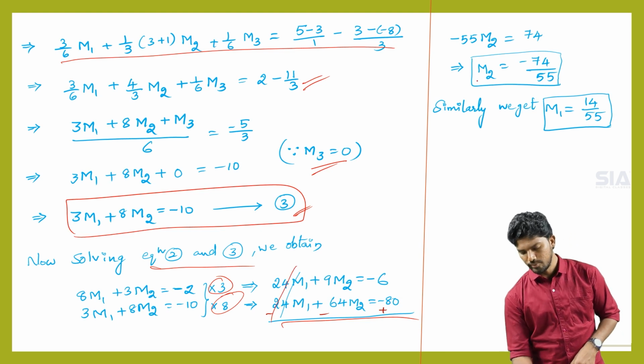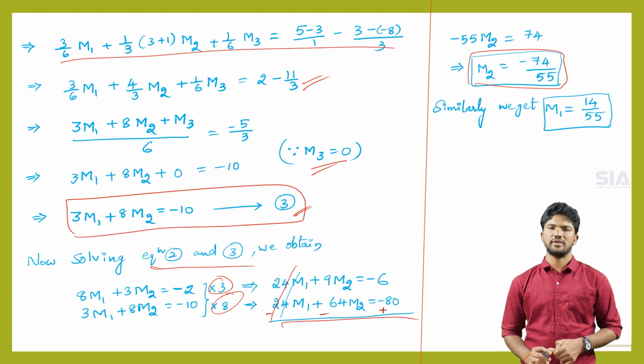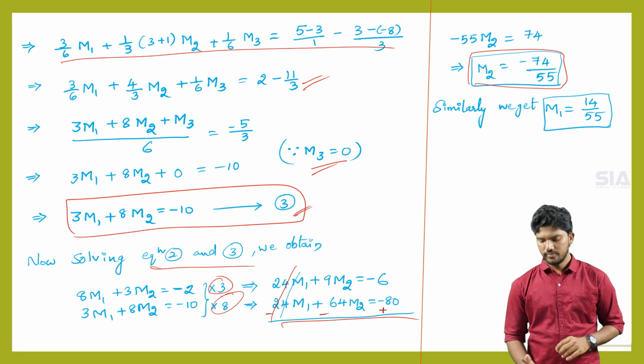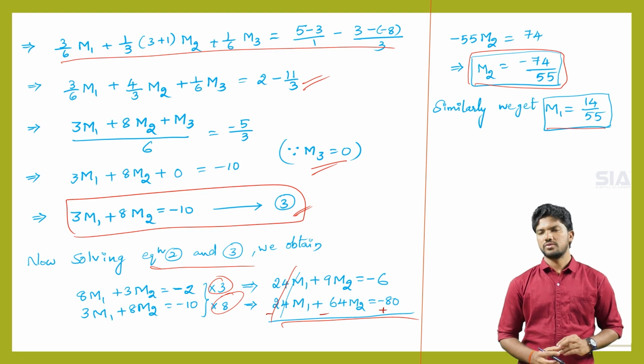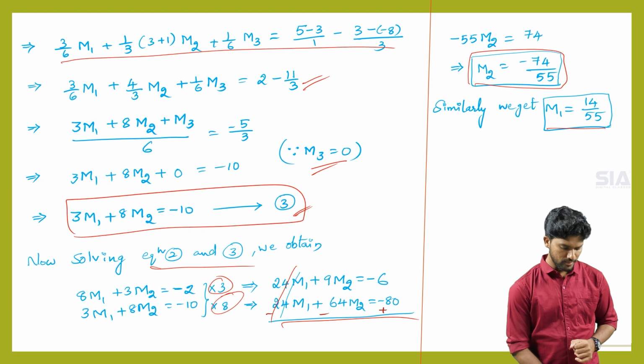Then capital M2 is equal to minus 74 by 55. Whenever you get the capital M2 value, capital M1 is equal to 14 by 55. Then you substitute and you will get the capital M1 value.